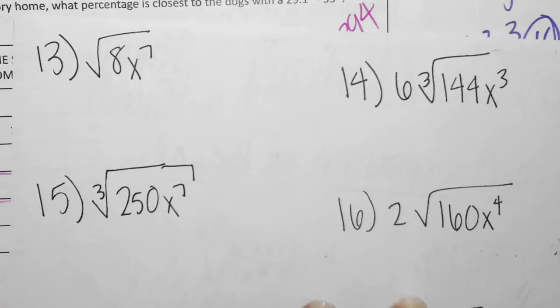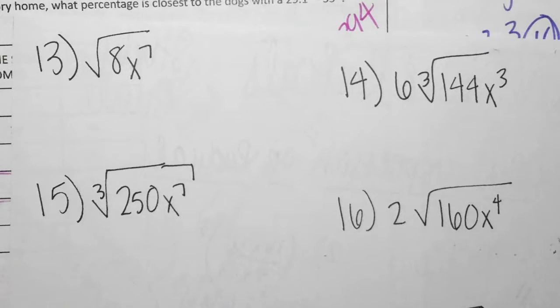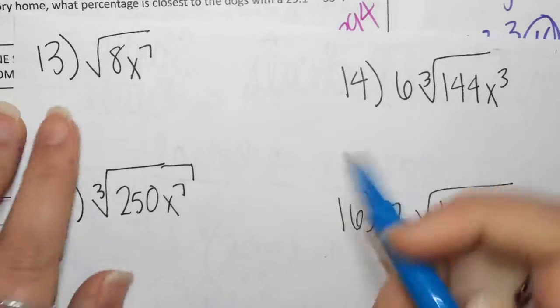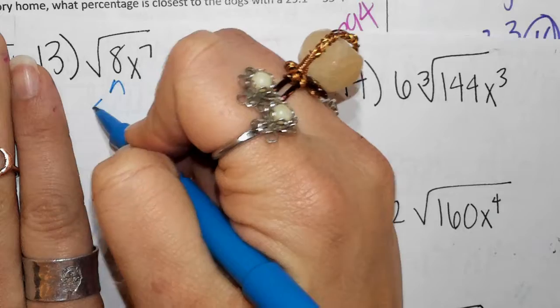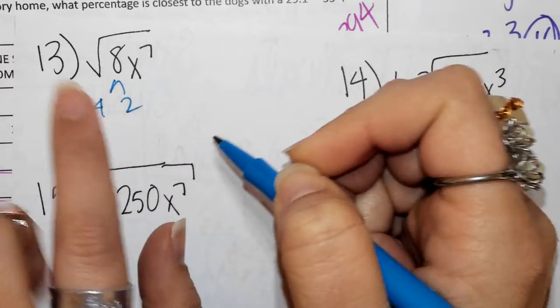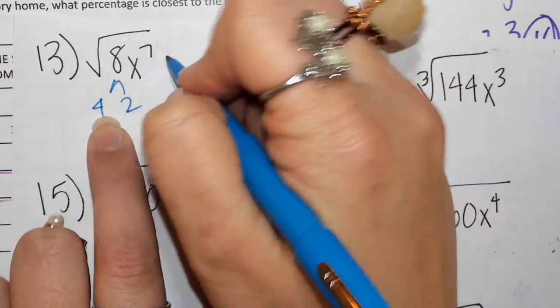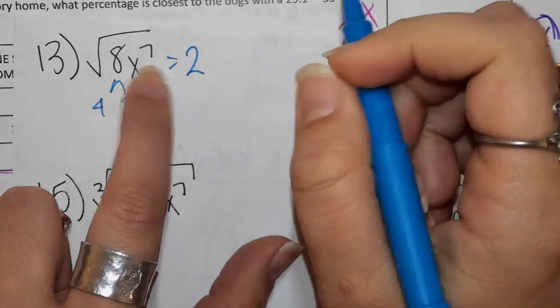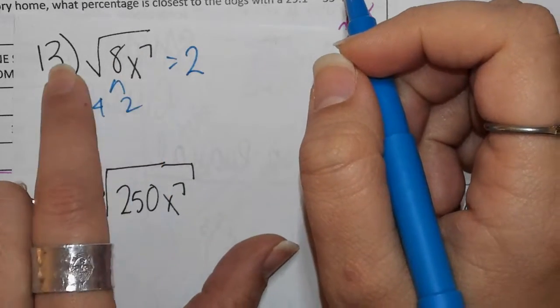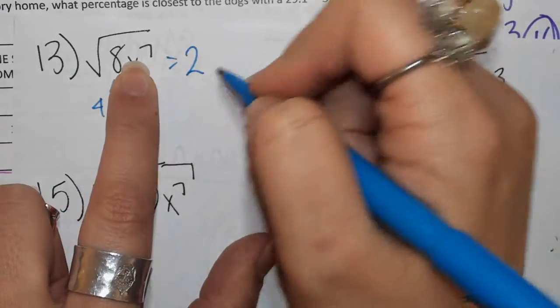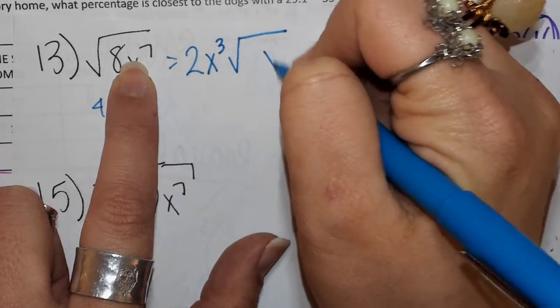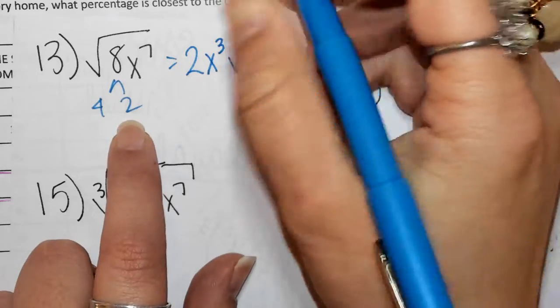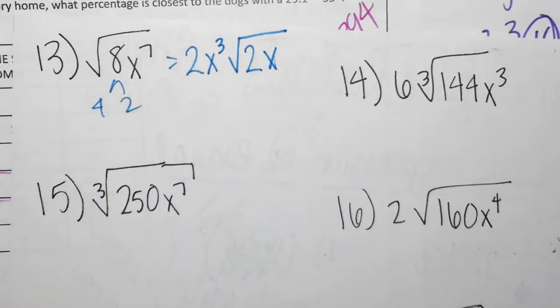All right, let's look at 13, because we're struggling a little bit. 13 is the square root, so you need the biggest perfect square. That's 4 and 2. All right, so what's the square root of 4? So that's what comes to the outside. Now we need to look at our x to the 7th power. 2 goes into 7 how many times? 3 times, and then how many do you have left over? Now we also have this 2 left over, so he also stays inside.